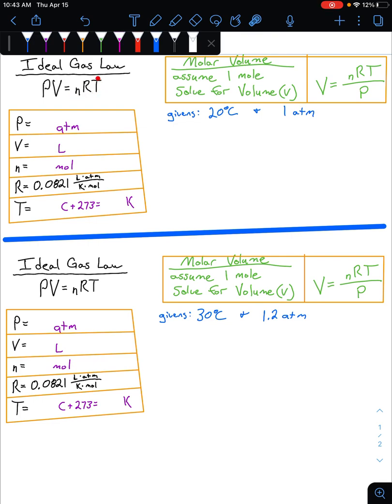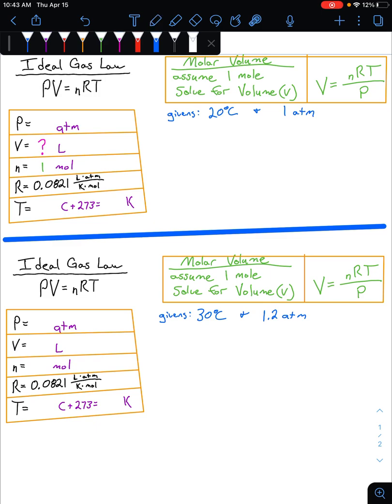If you algebraically rearrange this formula, that will allow us to solve for molar volume. V, volume, equals nRT over P. And all we have to do is assume 1 mole. Just like molar mass assumed 1 mole to get a conversion factor, we're going to do the same here. Assume 1 mole. Then we want to solve for, all right, how much volume does that 1 mole take up?